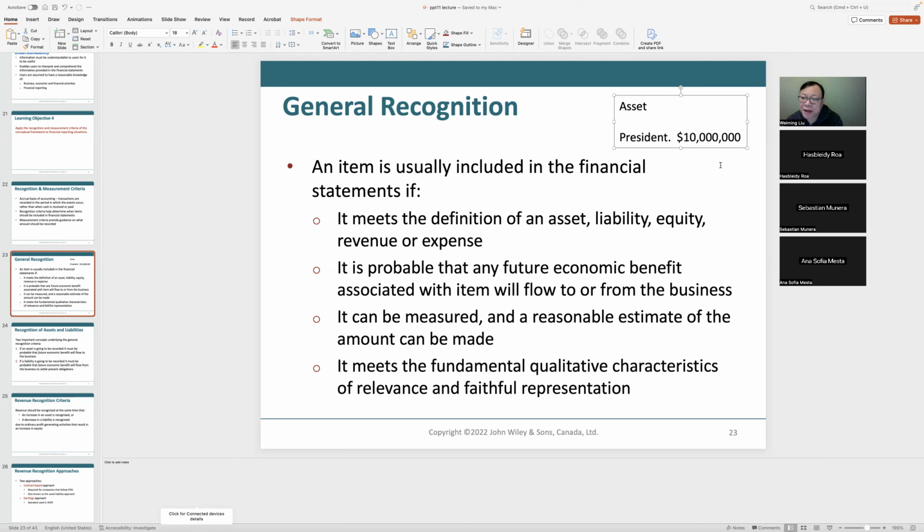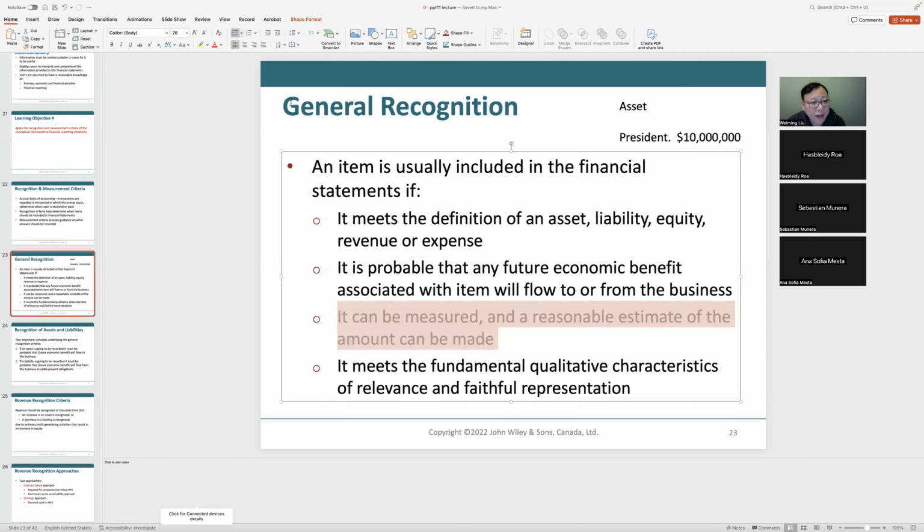So I cannot recognize him, right? Because it cannot be measured. I cannot form a reasonable estimate of that amount. So is he 10 million? He's better than the University of UBC, right? So the UBC president should be a trillion, and SFU is like a billion.